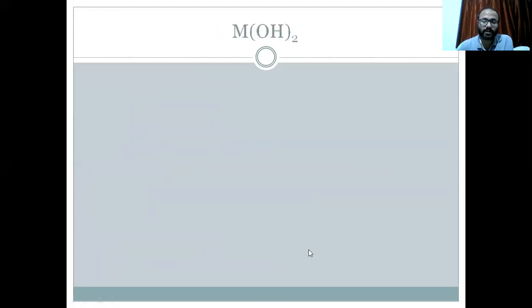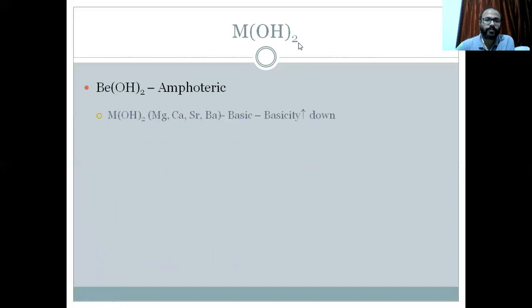Now, let us look into the hydroxides, the various characteristics of the hydroxides formed by this particular group. The beryllium hydroxide that is formed here is amphoteric in nature. It is neither acidic nor basic. It reacts with both. So that is why they are amphoteric in nature.